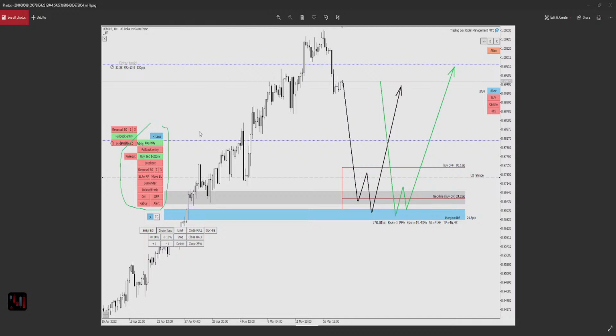Let me know if the music is too loud or not. So basically, all these areas here on the left side are different ways to open trades, different ways to execute the trade. And basically, what he is doing in here is looking for price to fake out all these lows, looking for this opportunity within this level.